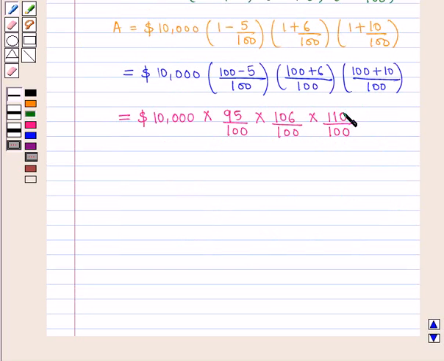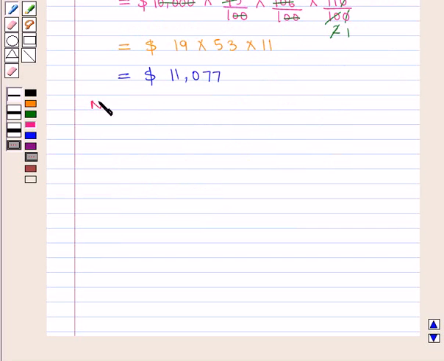Now here, first we cancel out all the zeros. Now 5 into 2 is equal to 10 and 5 into 19 is equal to 95. Then 2 into 53 is 106. So this is equal to 19 into 53 into $11, which is equal to $11,077.